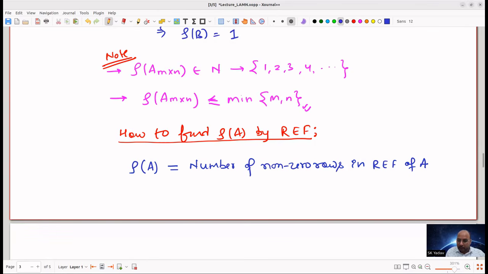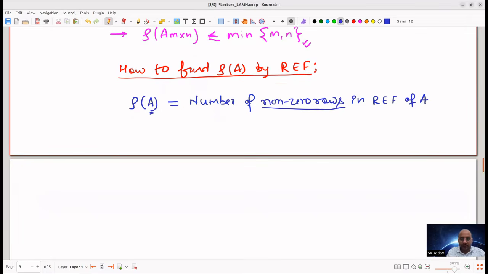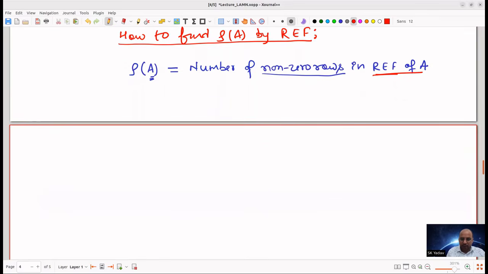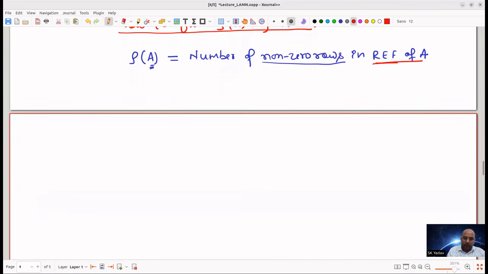Remember that here matrix A should be changed into row echelon form. Then you have to count the number of non-zero rows. Do not count directly how many non-zero rows are in matrix A. I'm clearly saying it is REF of A. So by this, you can easily find out rank of a matrix, particularly when the matrix is non-square. For square matrices, you can use the concept of determinant or submatrices. For A of M cross N, you have to use REF. So recommended is REF.